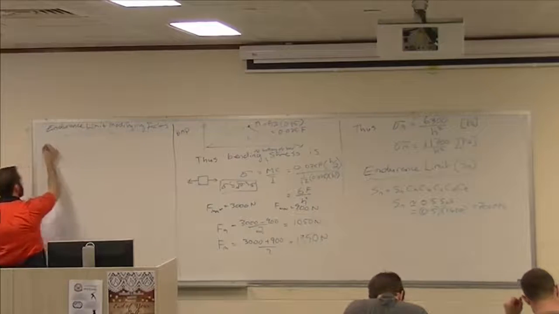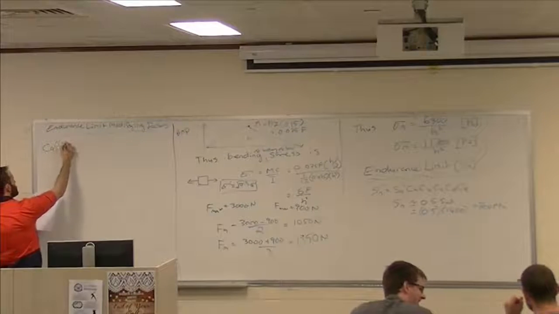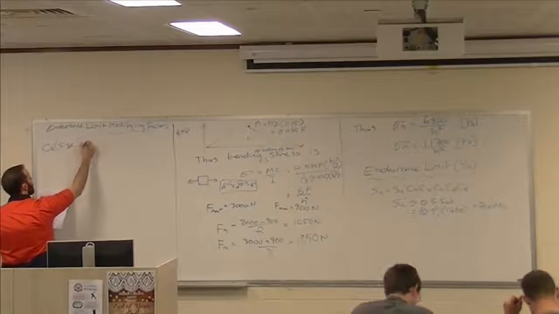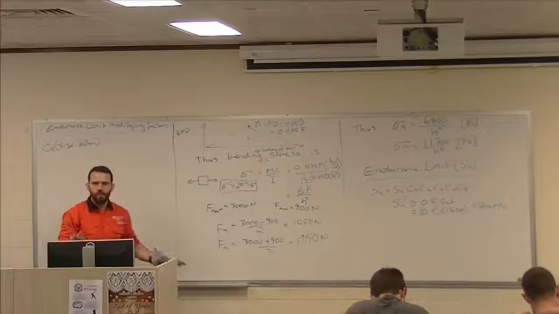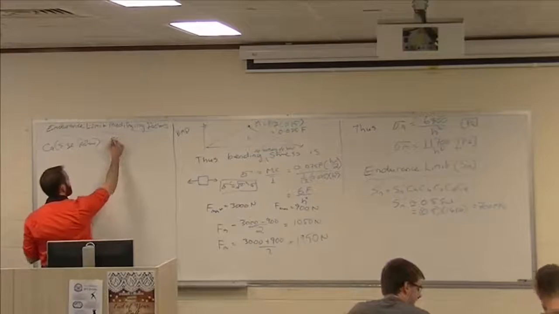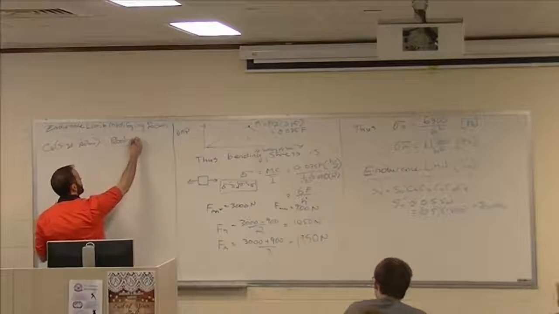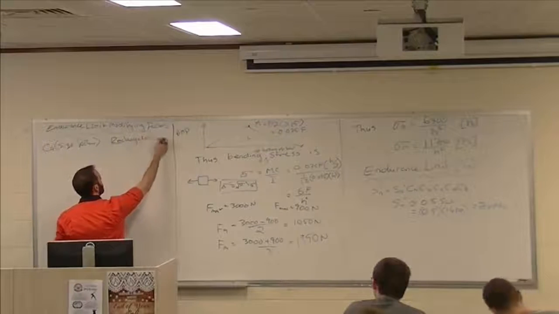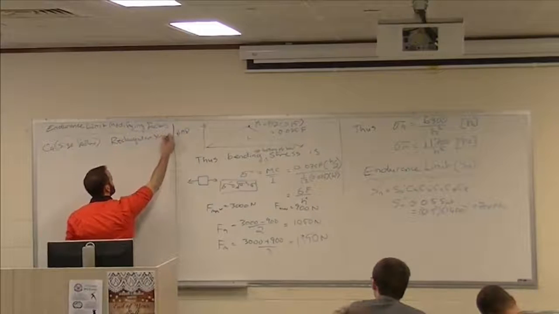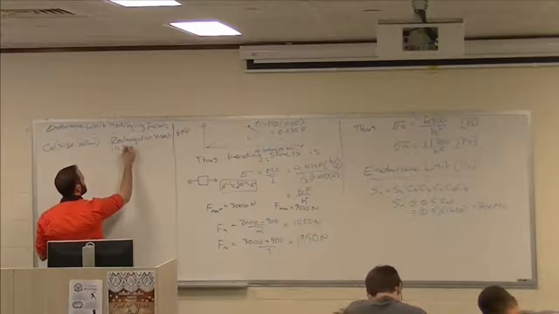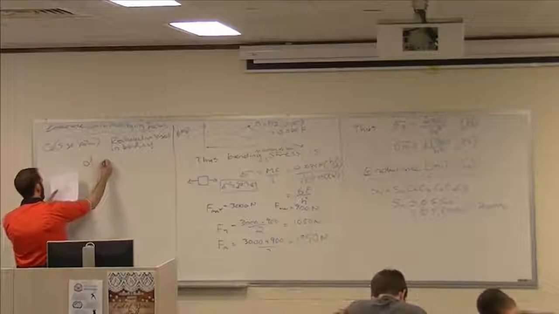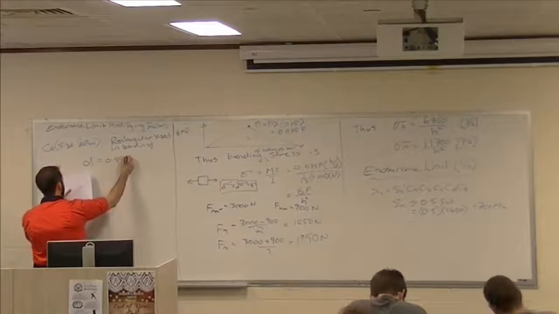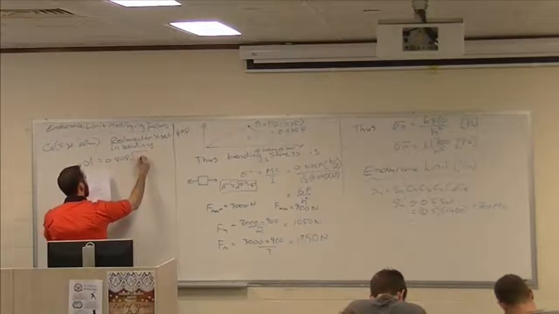Modifying factors, and we start with CA as before, the size factor. Alright, so we have a rectangular cross section, so let's say that. Cross section in bending, so D equals 0.808 square root of HB.